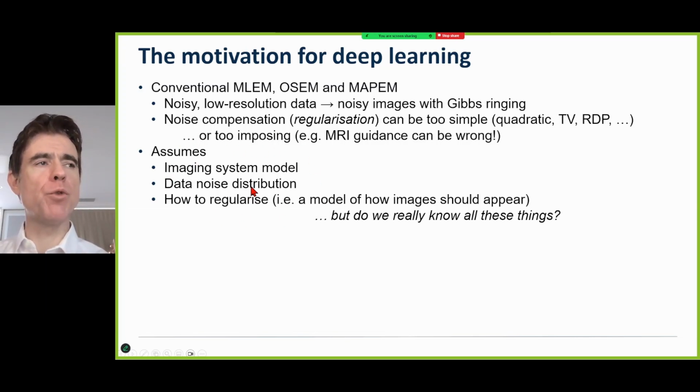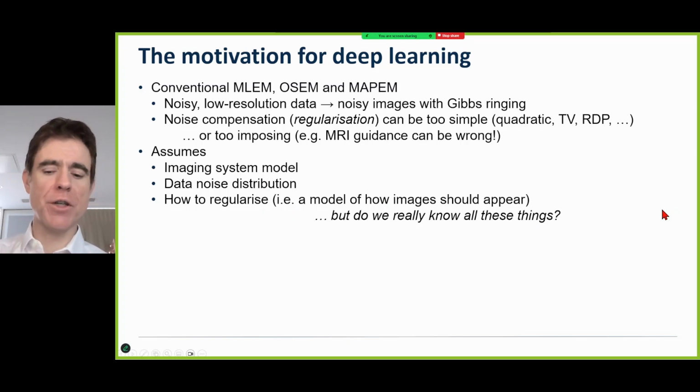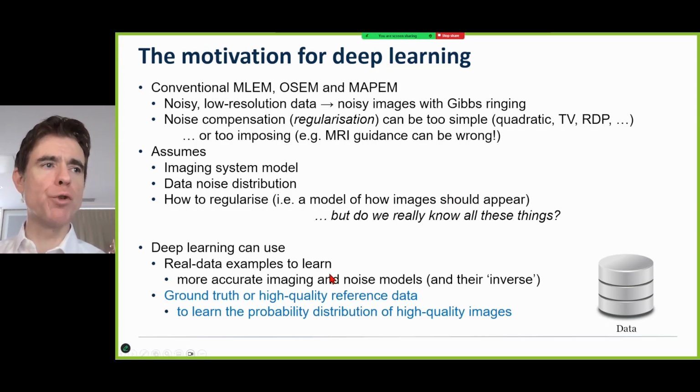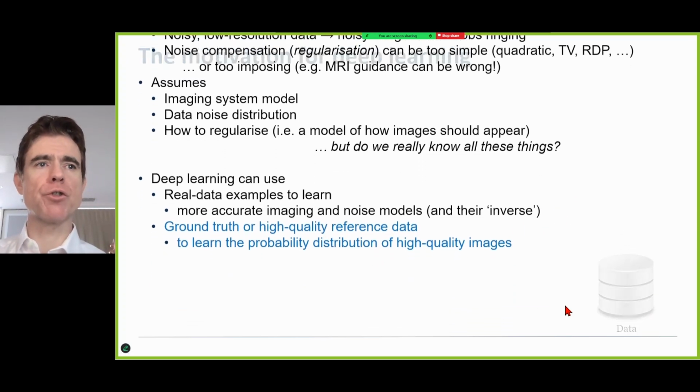So conventionally then, we're assuming we know what the system model is, we're assuming we know the data noise distribution, and we're even making assumptions about how we regularize. So this is where deep learning comes in to say, well, we can use real data examples to learn what the imaging and noise model should be in their so-called inverse. And then in particular, and this is where it's often mainly used, we can use deep learning to embed knowledge of what the ground truth images would look like. In other words, learning the probability density function for high quality images and then building that into our reconstruction framework.